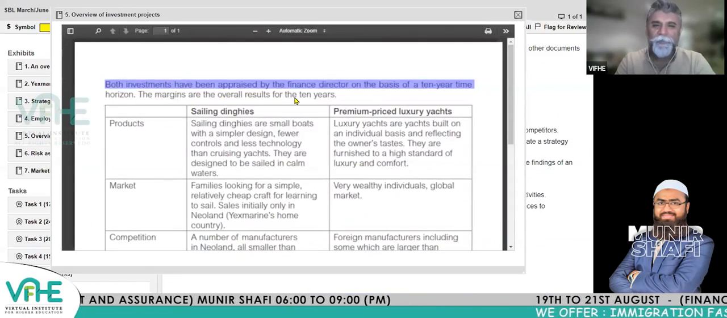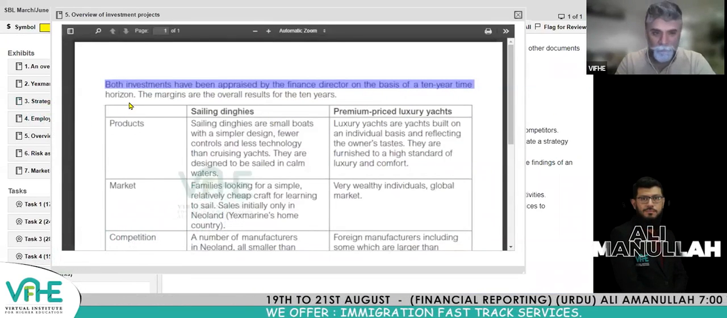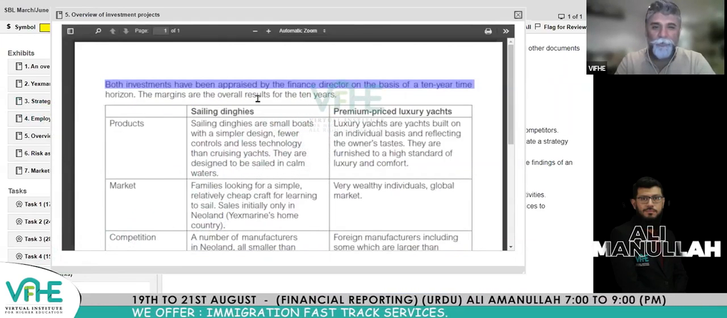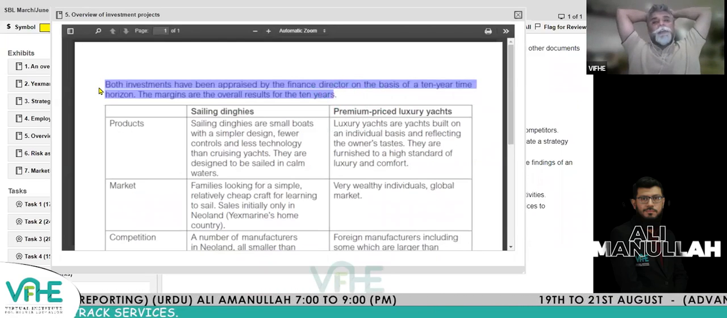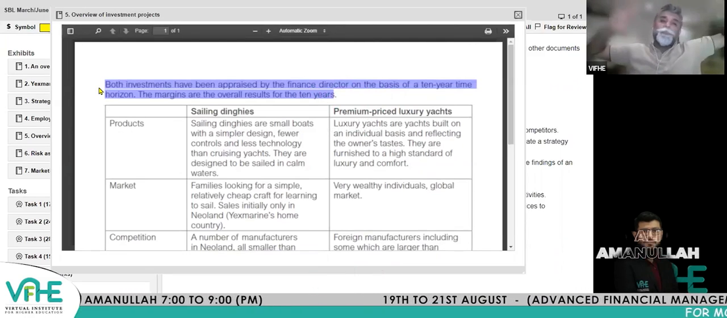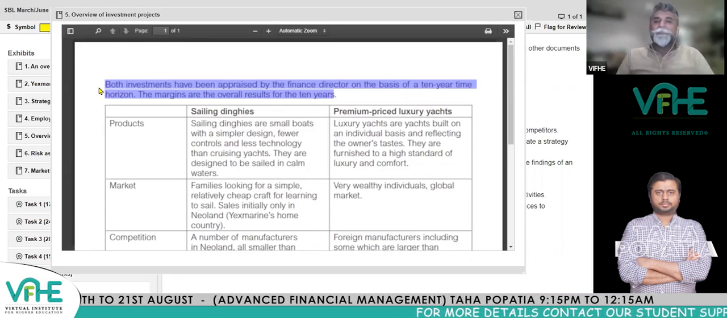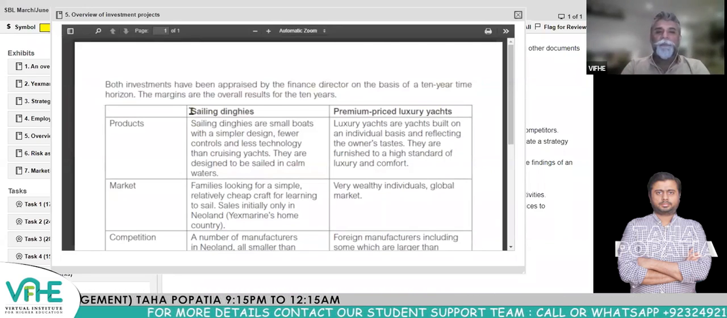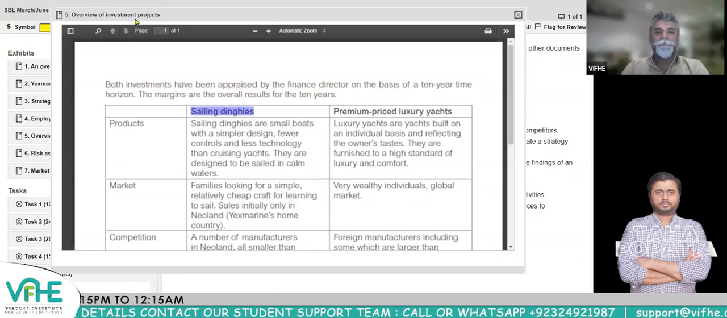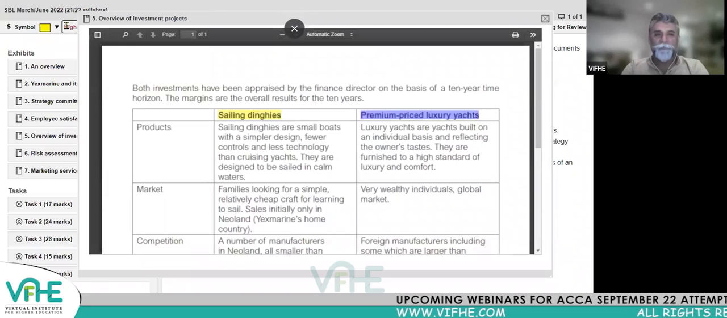Both investments have been appraised by the finance director on the basis of a 10-year time horizon. The margins are the overall results of 10 years. So the finance director has done all the NPV, payback calculations, and projections on a 10-year horizon, and he has made this summary and given it to us. We are external consultants. So what are the two options? One is to go for sailing dinghies, and the other one is to go for premium priced luxury yachts.